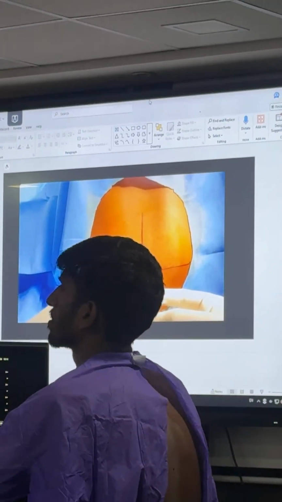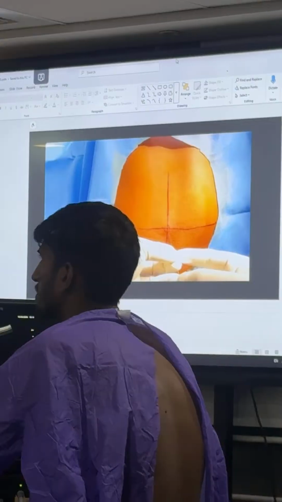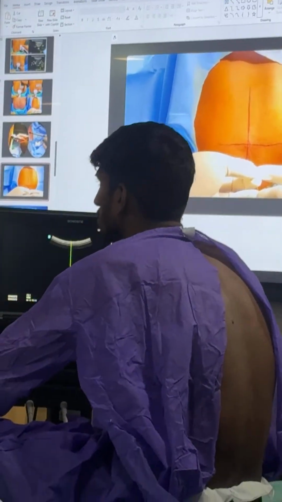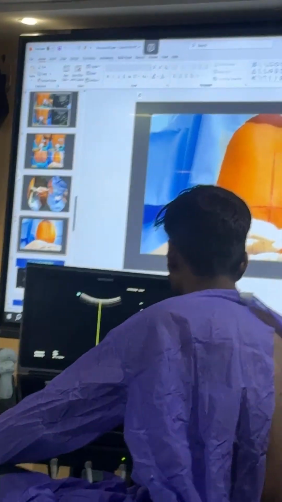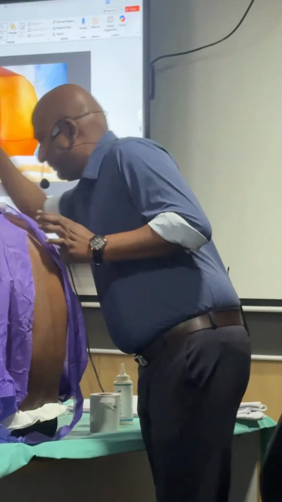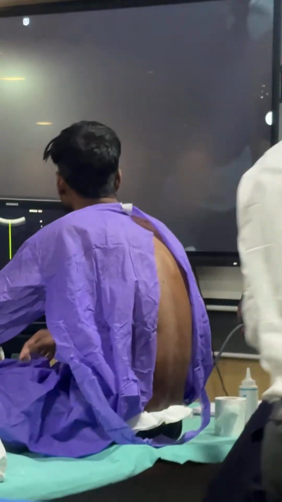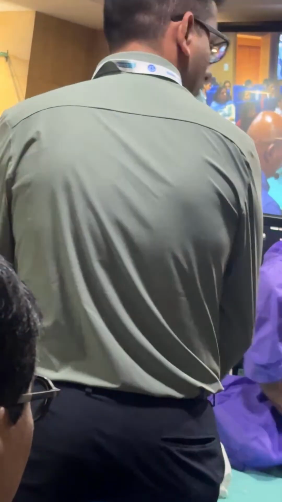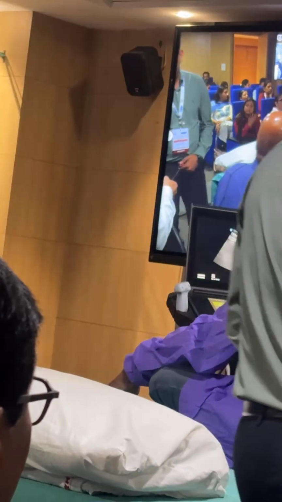I will scan this volunteer and show you how it looks. Then we will go to the thoracic spine. Is that okay? So now I am going to scan the paramedian sagittal.